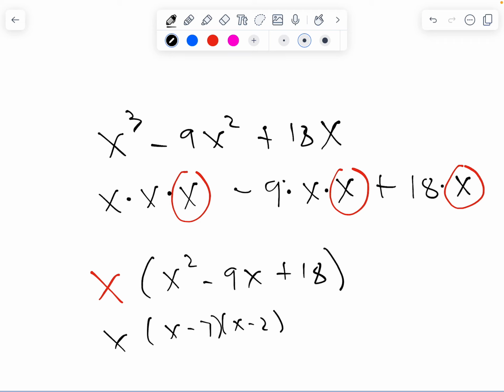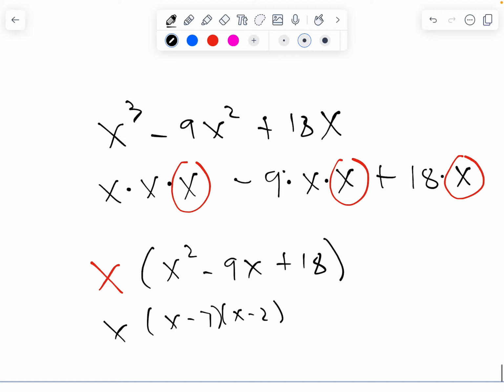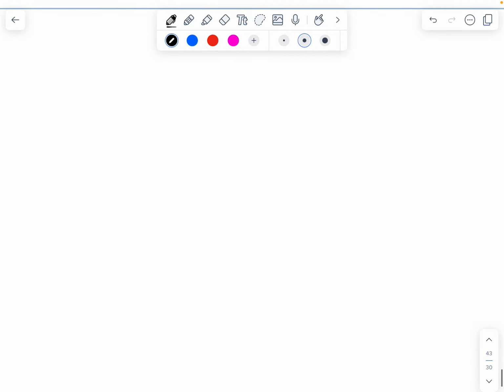Okay, there are a couple special kinds of factorings that you want to be able to do, and I'll save those for a different video.